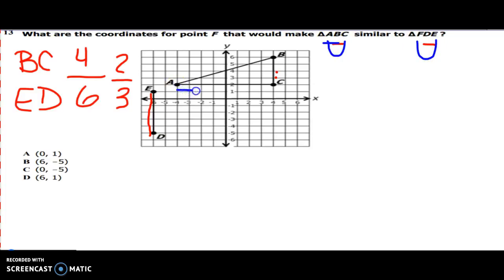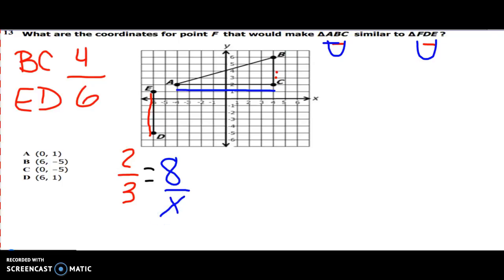AC, if I count 1, 2, 3, 4, 5, 6, 7, 8. AC is 8. And remember, we already have this lovely little scale factor here. So I'm going to set those two things equal to each other. So that gives me 8 over x, where x is where F is going to go. So I'm going to cross multiply. That gives me 2x is equal to 3 times 8, which is 24. Divide by 2, so x is equal to 12.